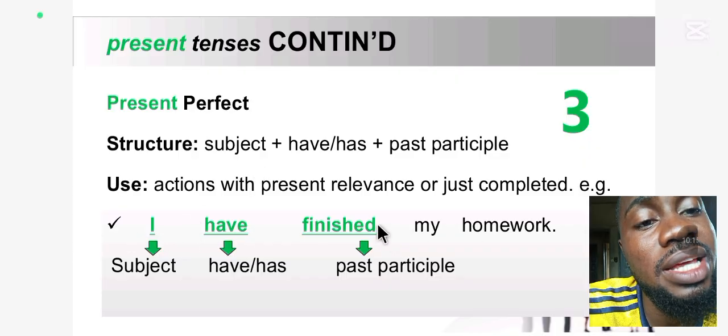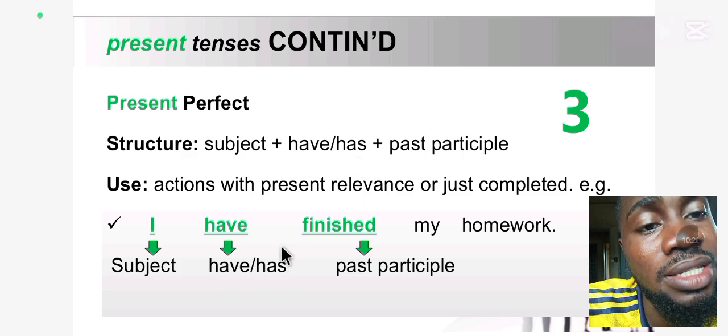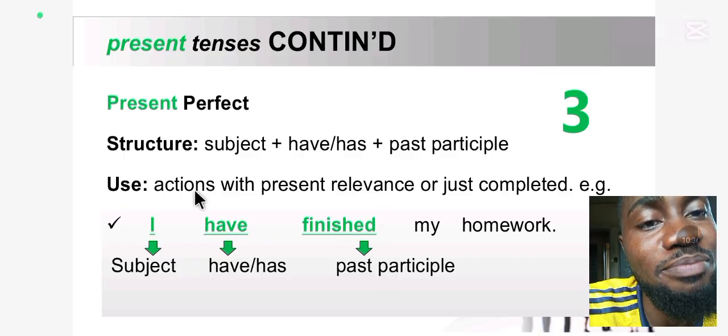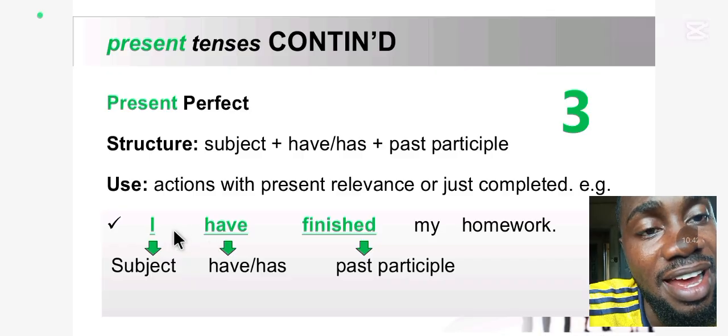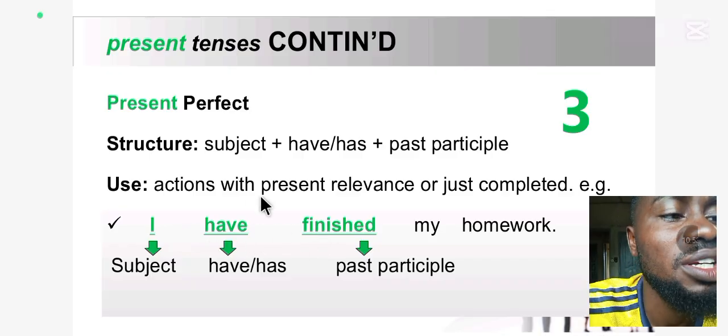When you look at this sentence, it contains the structure, which is the subject. Look at it here. This one has have. Then the past participle, which is finished. So making this a what? A present perfect tense. I have finished. So have finished is a present perfect tense.